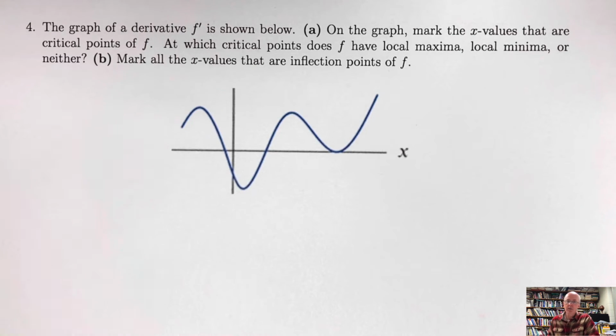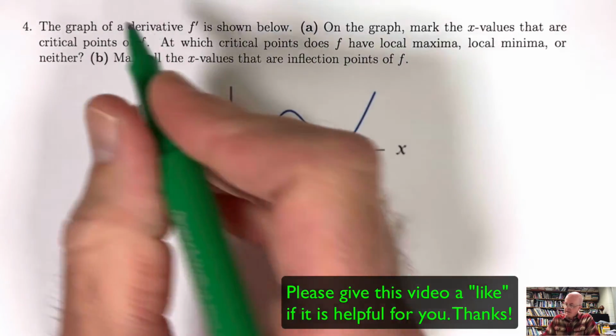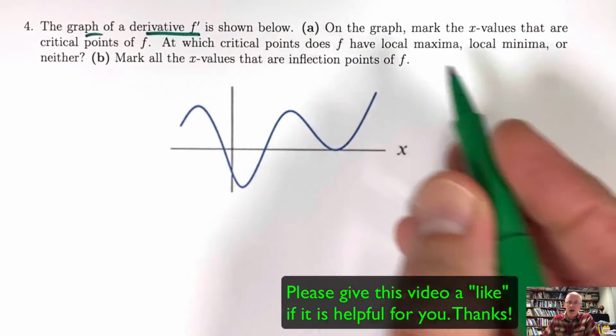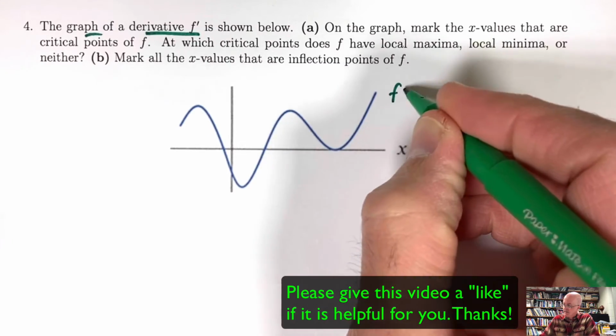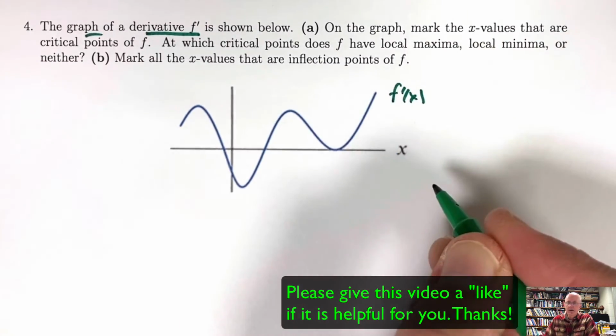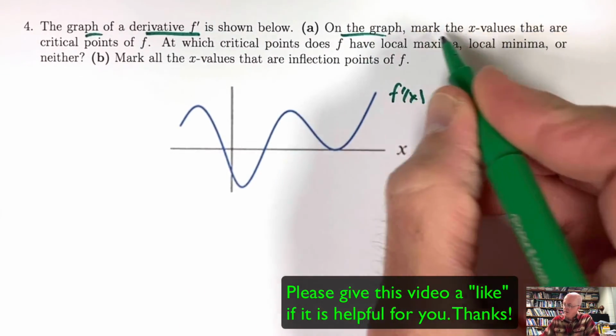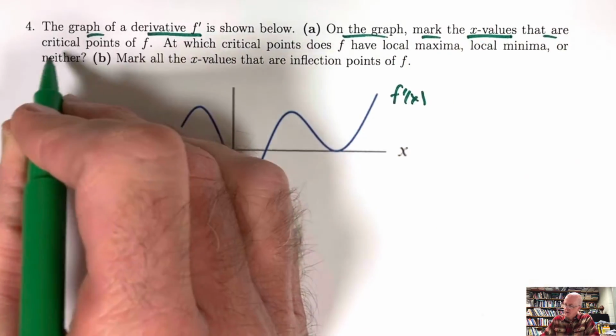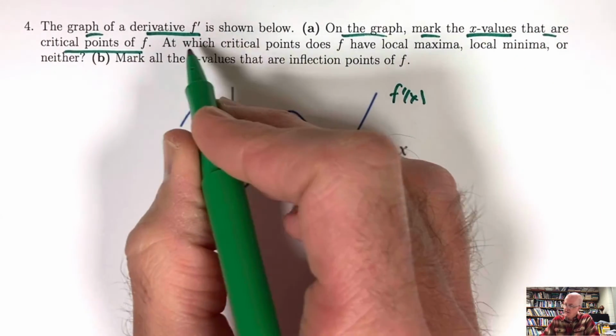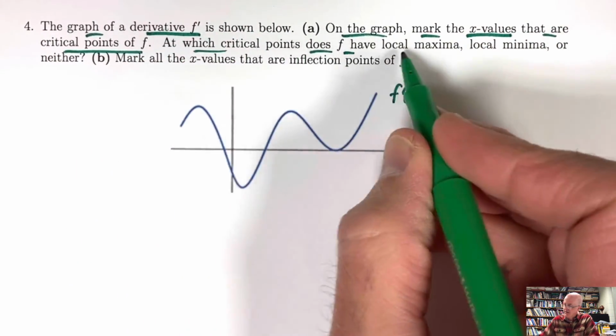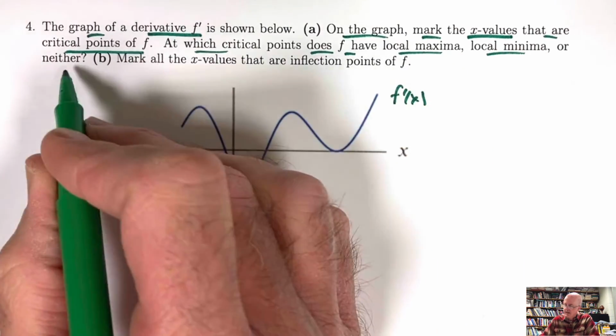Our last two problems are graphic rather than symbolic in nature. The graph that you see here is the derivative f prime of some function f. This is f prime of x. Part A says on the graph, mark the x values that are critical points of f, and also say at which critical points f itself has local maxima, minima, or neither.